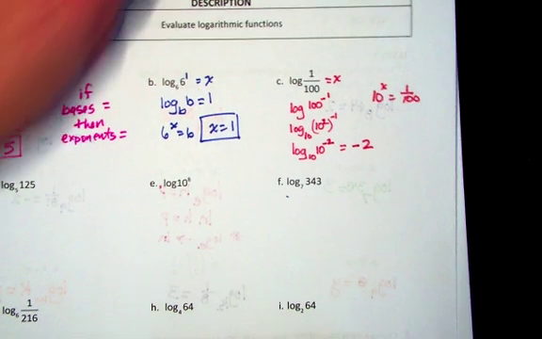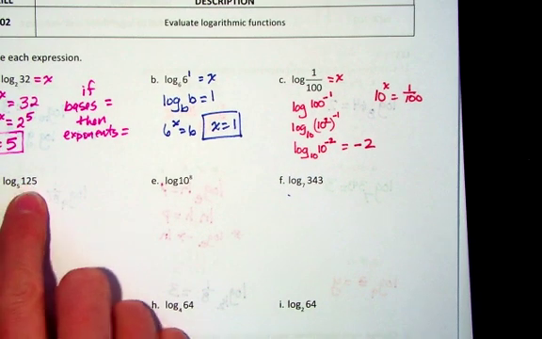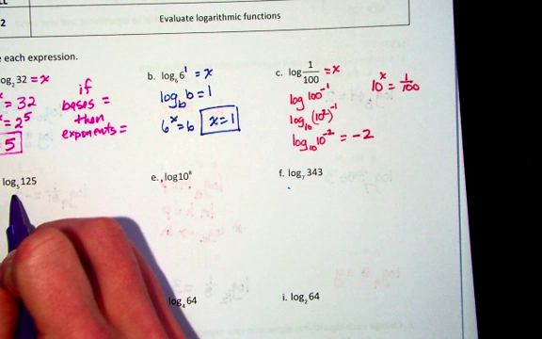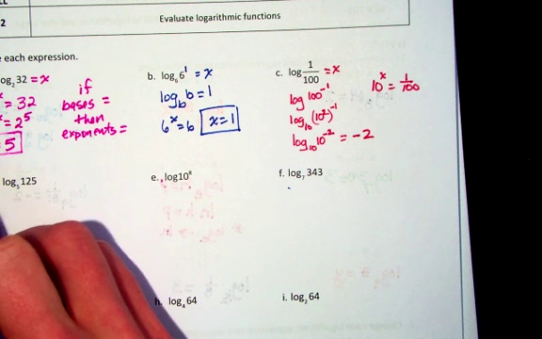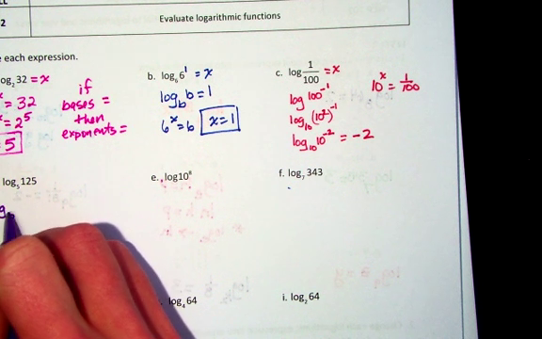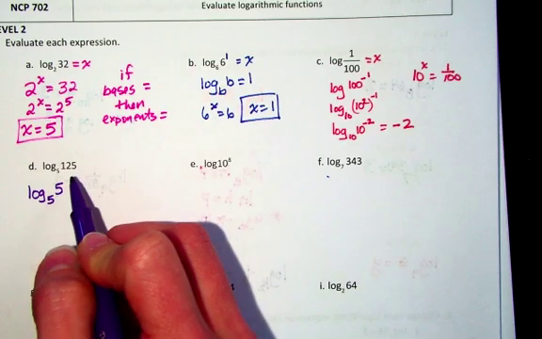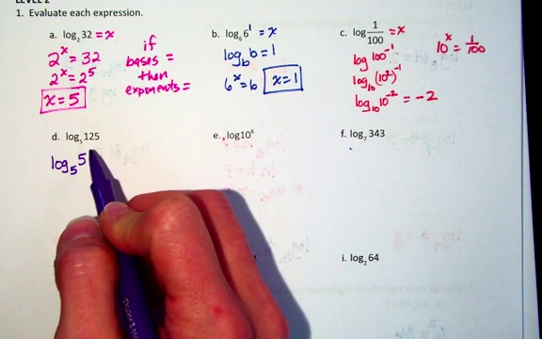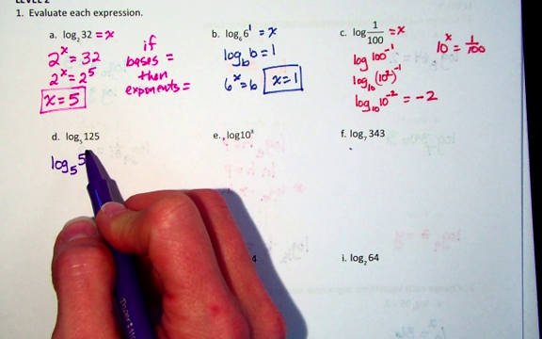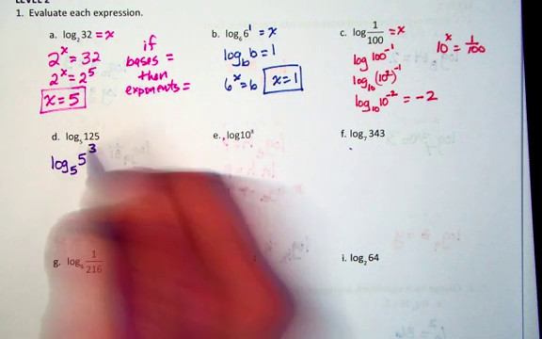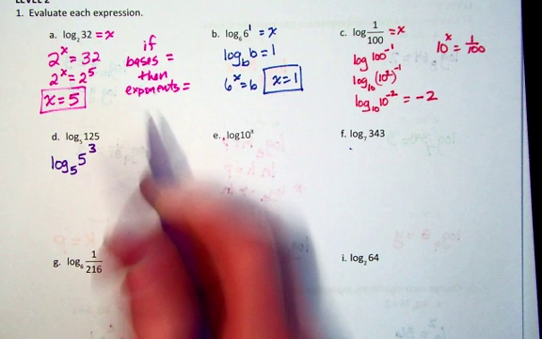Okay. For D, the easiest way is to rewrite this 125, right? See how the base is 5 here? Let's rewrite this as log base 5 of 5 to a power. Well, 5 to what power is 125? 5 to the third. When the bases are the same, what is this equal to?